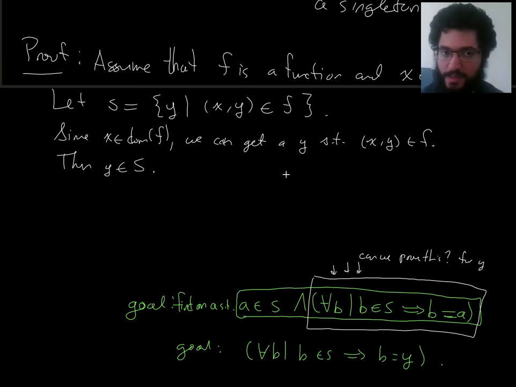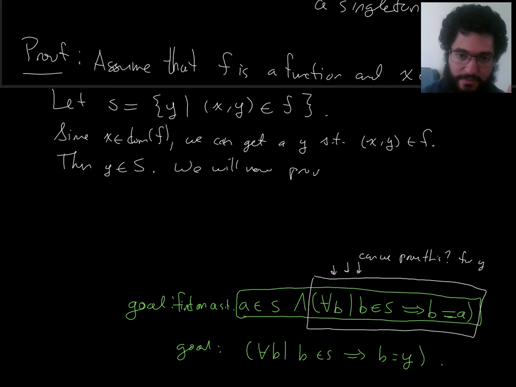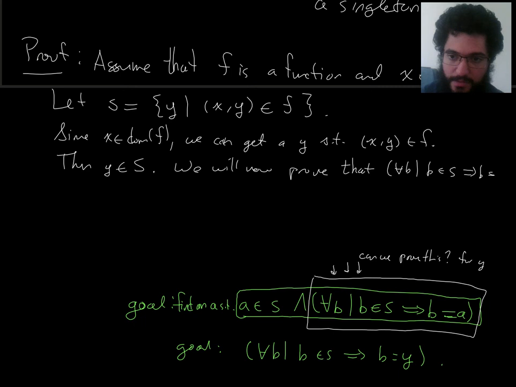Actually, if I just start writing that, then probably the poor reader of this proof will be confused as to why I'm doing that. So maybe it would be good to point out what we will do. We will now prove, I hope successfully, that for all b in S implies b equals y. So here's a situation where it makes a lot of sense to state what your goal is.